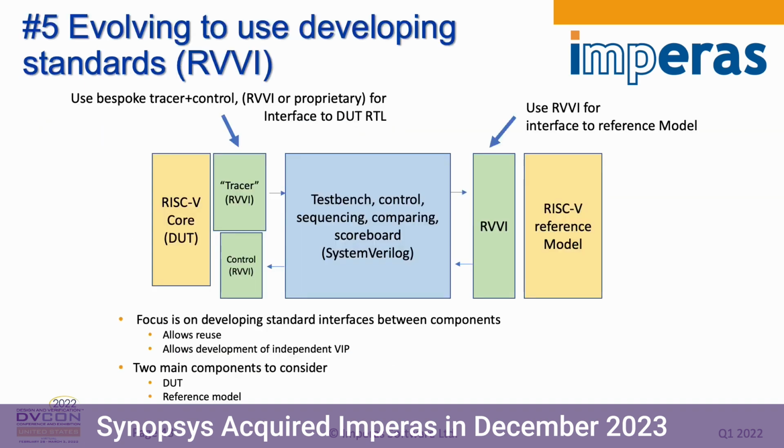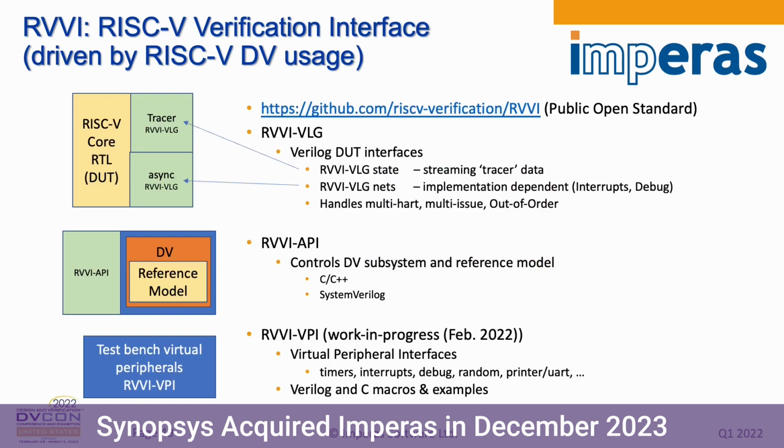So okay, let's talk about RVVI here. There are several components that we've talked about in here, and there are several areas which really do need interfaces. There are two main components that we need to consider: the interface of the test bench to the core, and the interface of the test bench to the reference model. Now, if we look at this from a core point of view, you need to get two things out of there. You need the trace data, but also the asynchronous stuff from the nets and other control things. So there are really two parts of this RVVI Verilog, the state and the nets. In its form, it provides streaming trace data, but also can handle multi-hart, multi-issue, out-of-order things. And there's a specification of this on GitHub, riscv-verification RVVI.